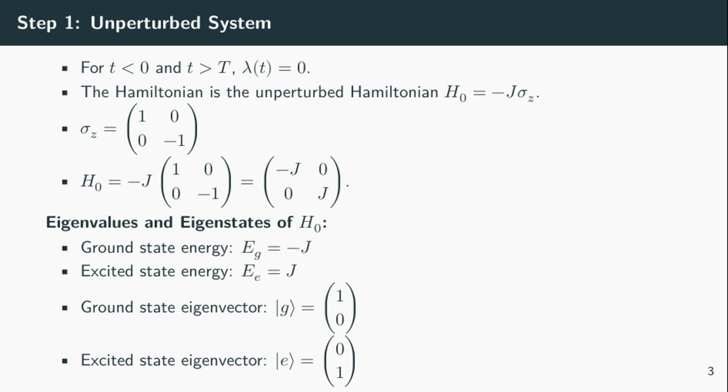Now let's find the eigenvalues and eigenstates of this unperturbed Hamiltonian H0. The energy eigenvalues are the diagonal elements of this matrix. The ground state energy E_g is minus J. The excited state energy E_e is J. The corresponding eigenvector for the ground state, associated with energy minus J, is the column vector 1 0. We'll call this vector ket g. And the eigenvector for the excited state, associated with energy J, is the column vector 0 1. We'll call this ket e.